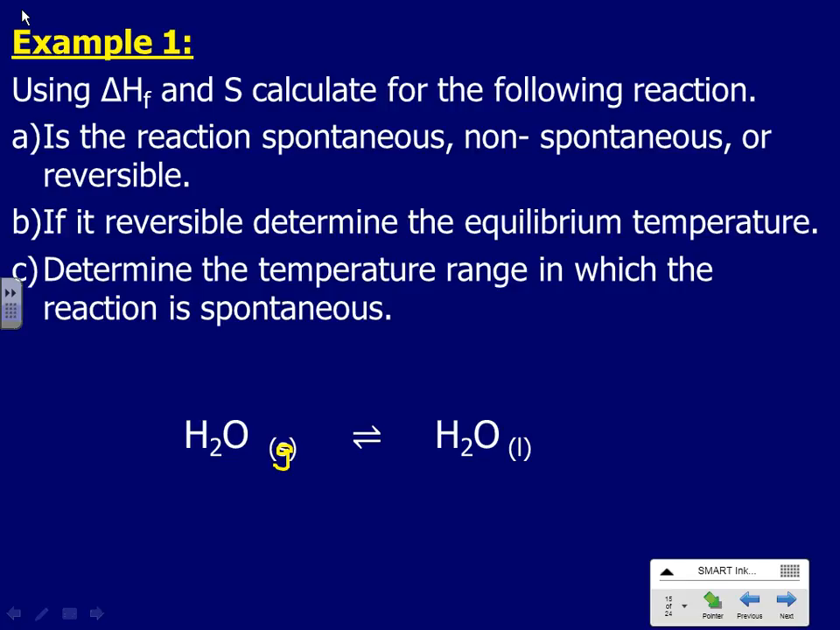The delta H is negative 44 kilojoules per mole. The delta S is 0.1189 kilojoules per Kelvin mole, because I moved the decimal place over. The kilojoules are gone, the mole is gone. I have Kelvin in the denominator. That makes it come up to the top, and that gives me a unit of Kelvin.